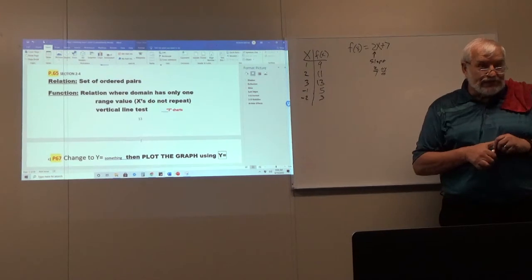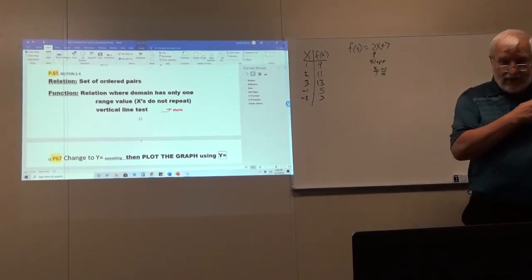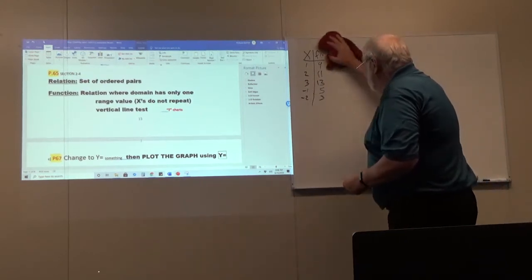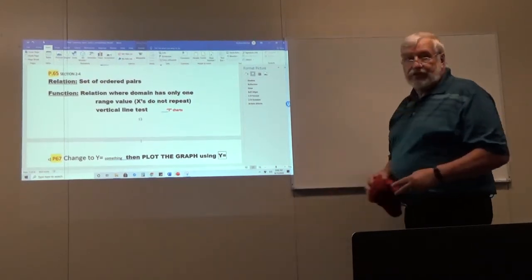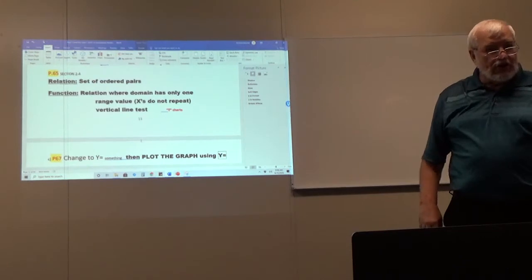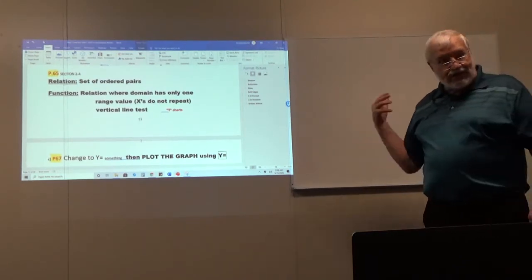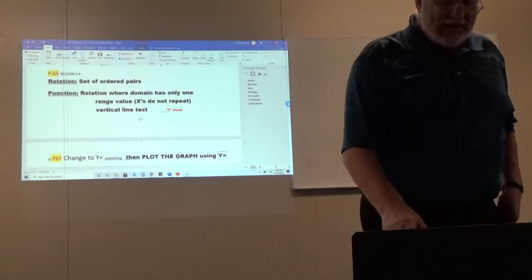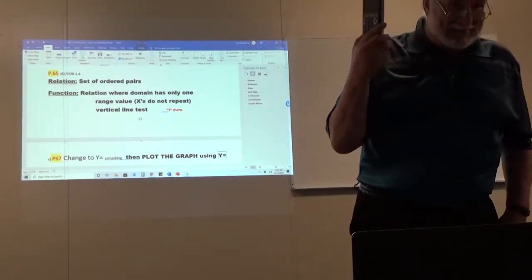Okay, does it make sense? Question about that? Okay, good. So when you have a relation that is a function, you can do a t-chart, and then you can plot the t-chart. But we have a calculator that's graphing.